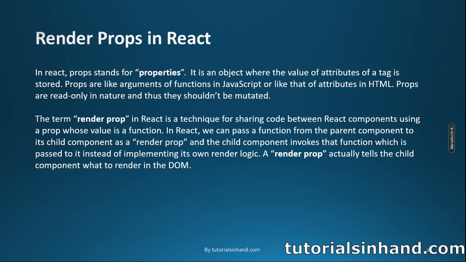So what are render props in React? Before we speak about render props, let us discuss what props are. In React, prop stands for properties. It is an object where the value of attributes of a tag is stored. Props are like arguments of functions in JavaScript or like attributes in HTML. Props are read-only in nature and thus they shouldn't be mutated.